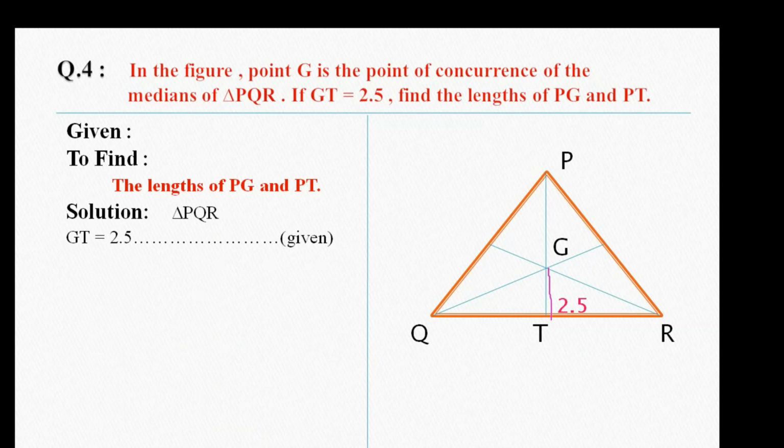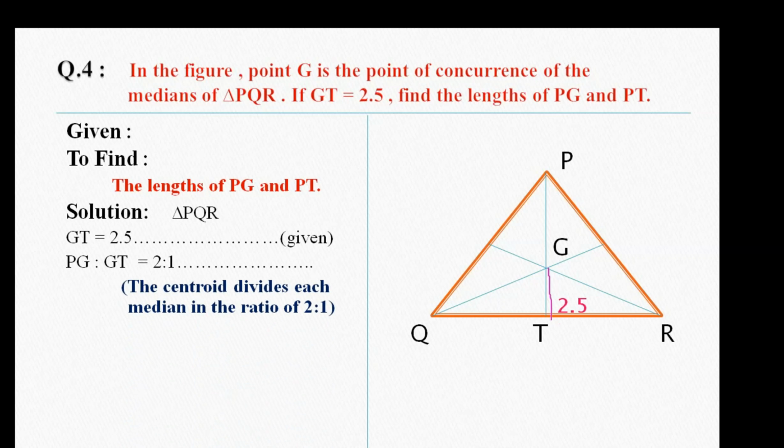Now see the triangle PQR. GT is given to you as 2.5 units. PG is to GT equal to 2:1. We know that the centroid divides each median in the ratio of 2:1. We know that the centroid divides the median in the ratio of 2:1. Therefore, we can write PG upon GT is equal to 2/1. Therefore, PG upon GT, that is 2.5, is equal to 2/1.